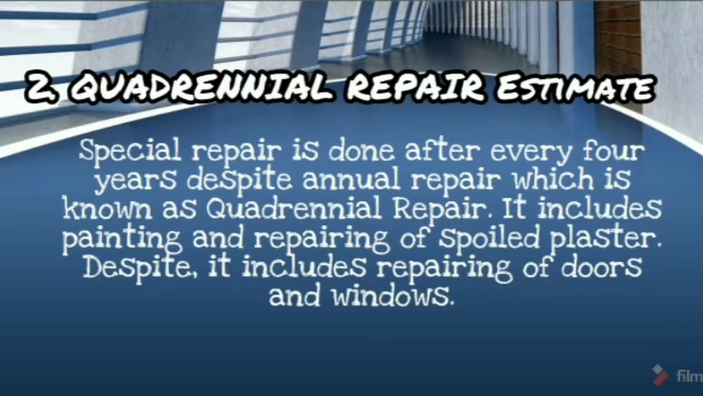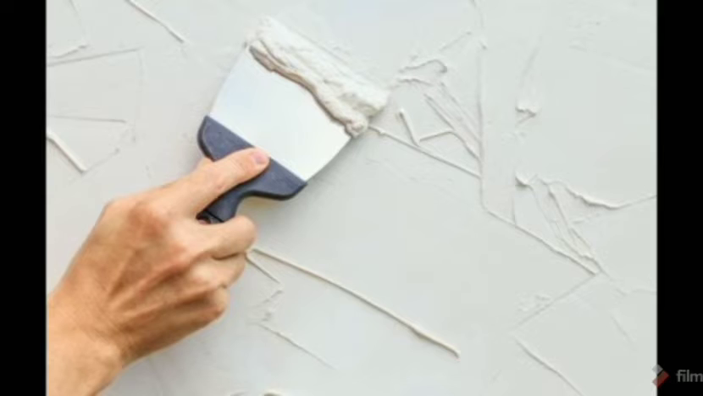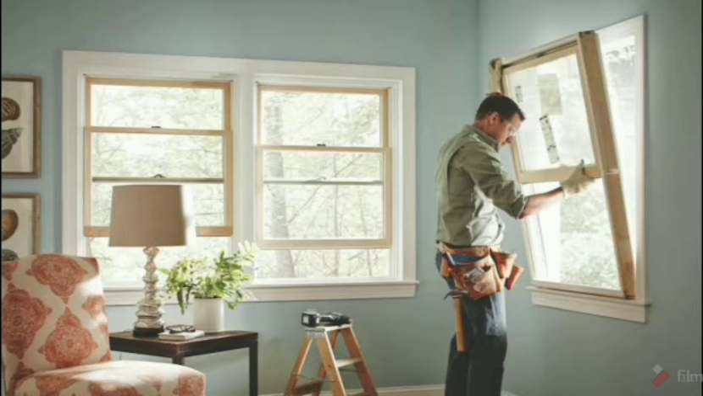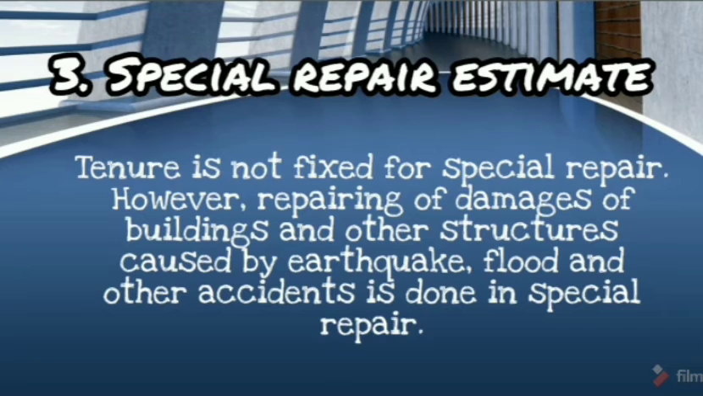Second is quadrennial repair estimate. Special repair is done every 4 years despite annual repair, which is known as quadrennial repair. It includes painting and repairing of spoiled plaster. Despite, it includes repairing of doors and windows. And lastly, special estimation. Time is not fixed for special repair.